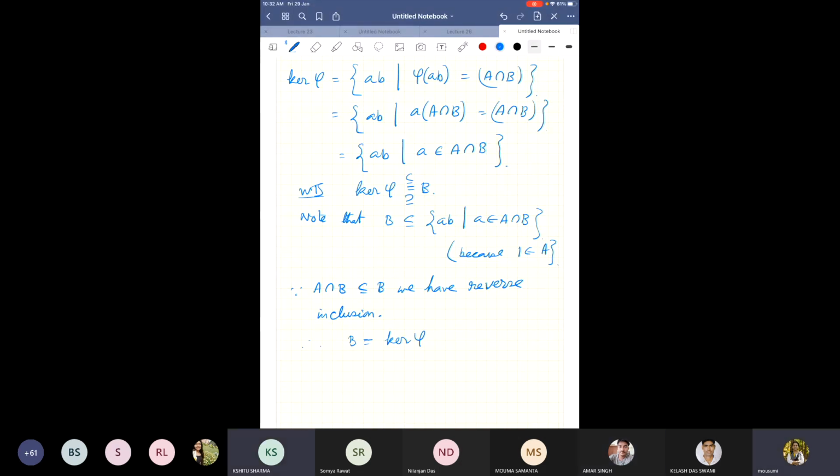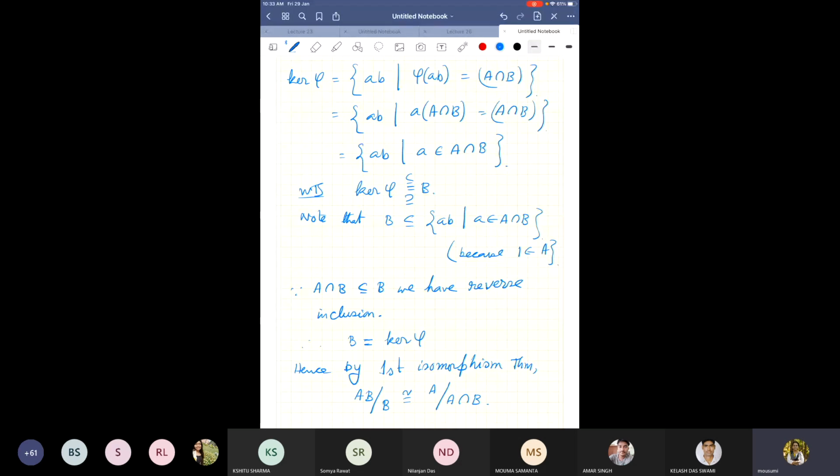Yes, ma'am. Therefore, B is equal to the kernel of phi. Hence, by the first isomorphism theorem, I am able to prove that AB quotient B is isomorphic with A quotient A intersection B.